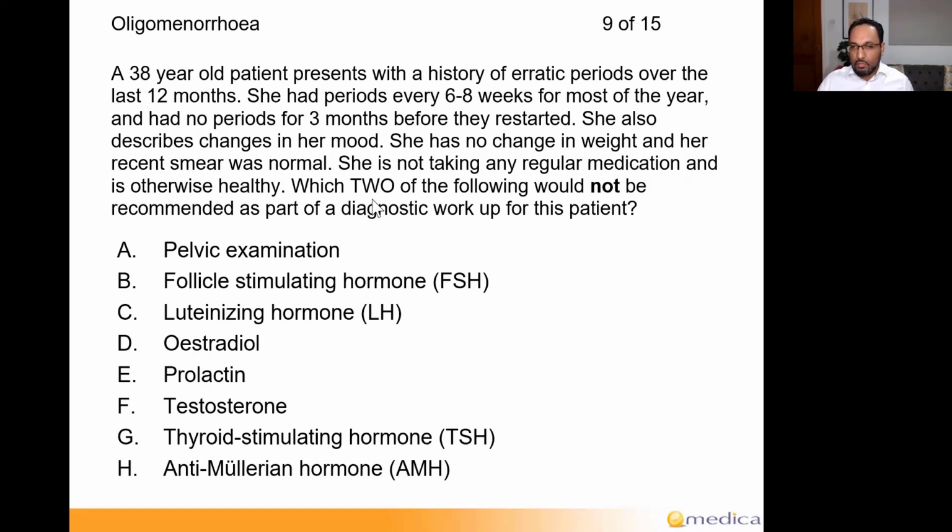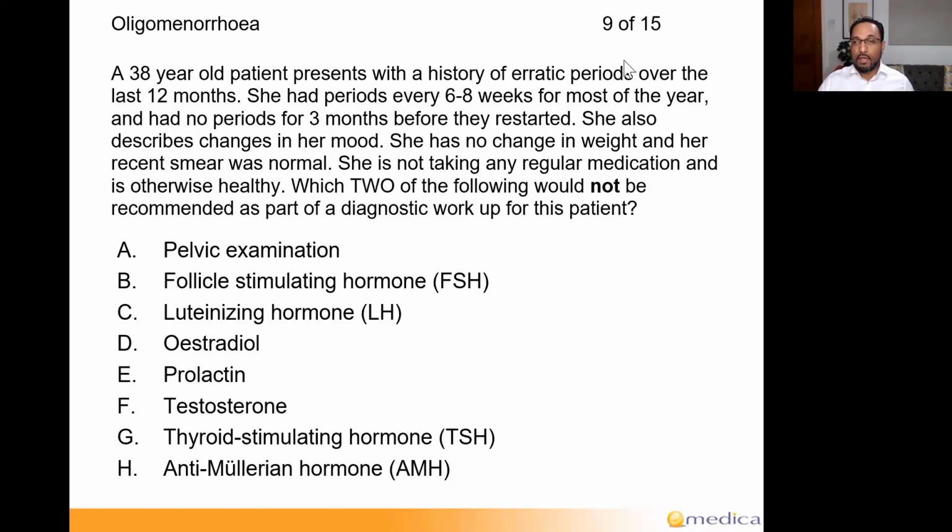But which two of the following would not be recommended as part of the diagnostic workup for this patient? So the key thing is you're not picking which ones you should do, okay? And a good way to look at negatively framed questions like this is to think you're going to look for the odd one, or in this case, odd ones out, i.e. most of these you would do for this patient or would be sensible, but 2 of them would not be sensible. You're looking for the ones that don't quite fit.